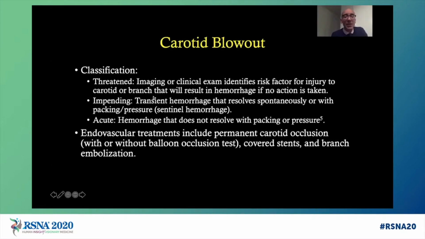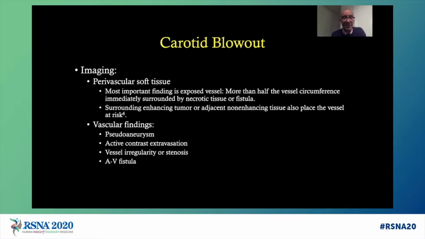Impending carotid blowout is when a patient has a transient hemorrhage that resolves spontaneously or with packing or pressure. That's known as a sentinel hemorrhage. And then acute carotid blowout is hemorrhage that does not resolve with packing or pressure. This is treated with endovascular treatments, which can include permanent carotid occlusion, covered stents, and branch embolization.